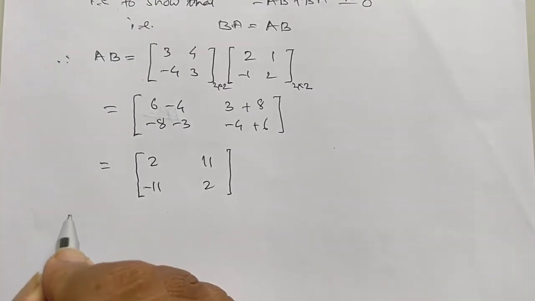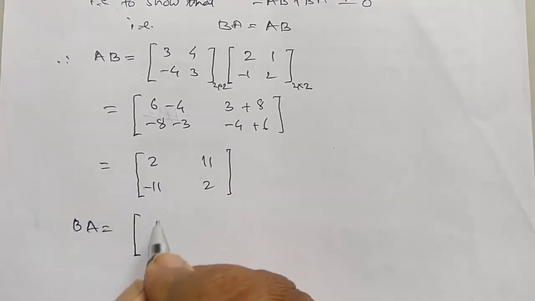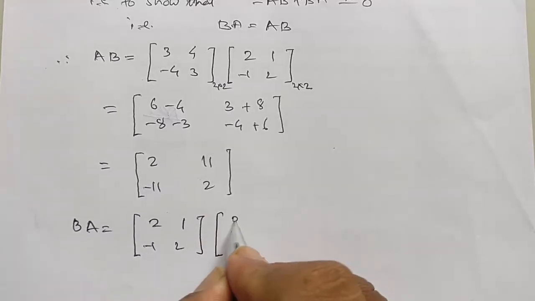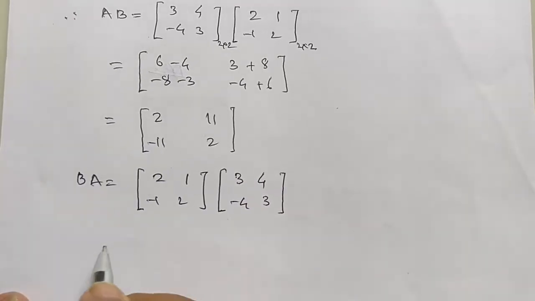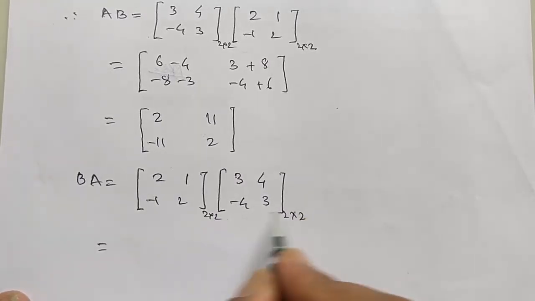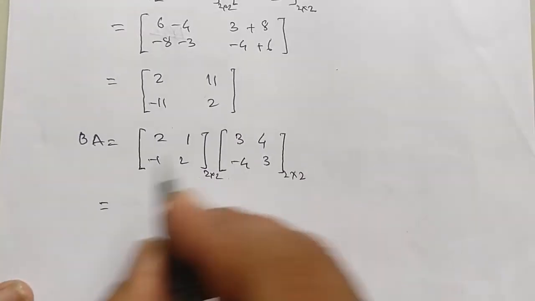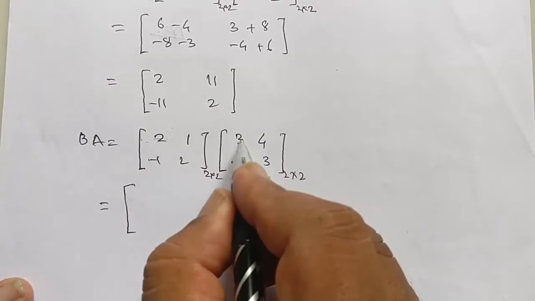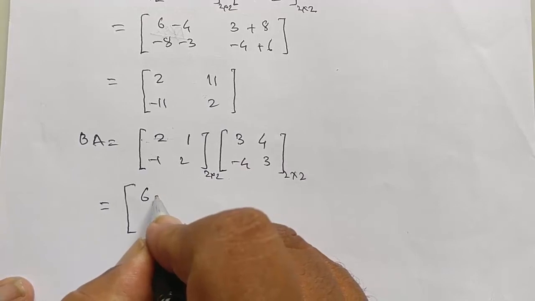Now, we find BA. B is the matrix 2 1 minus 1 2 and A is the given matrix 3 4 minus 4 3. We find the multiplication. This is a 2 into 2 matrix, this is also 2 into 2, they are conformable for the product and the resultant matrix BA is of order 2 into 2. So, we take first row, first column: 2 into 3 is 6, 1 into minus 4 is minus 4.